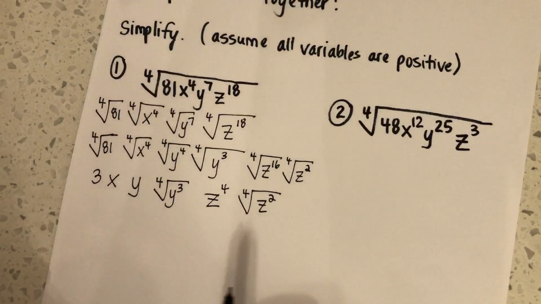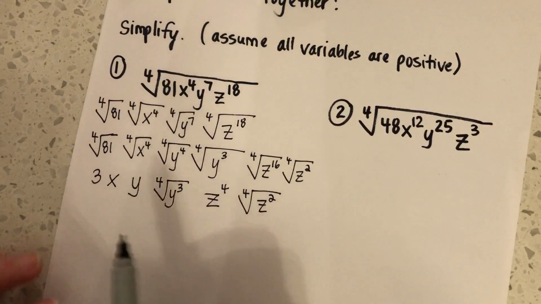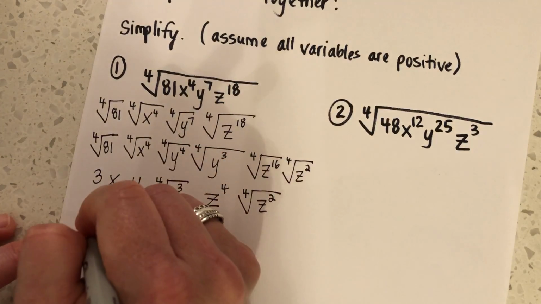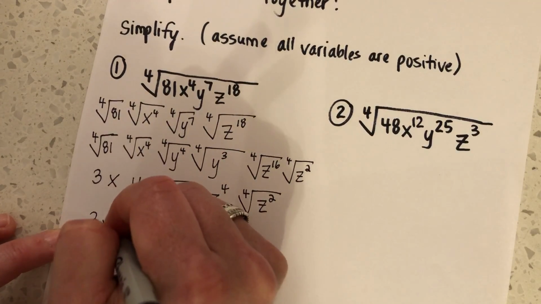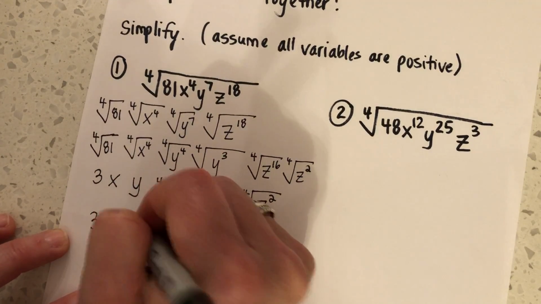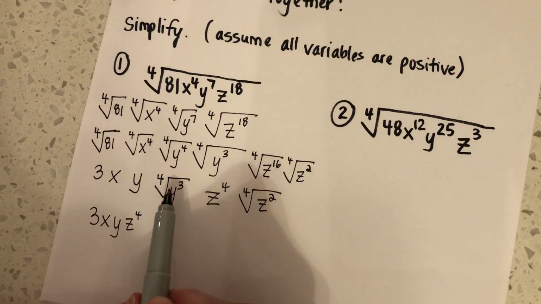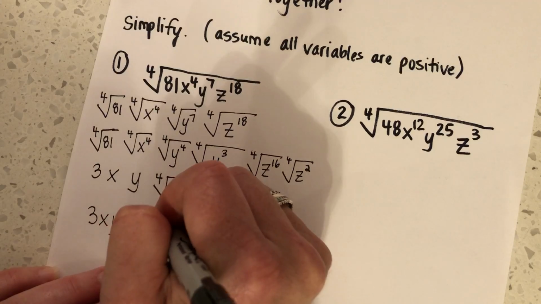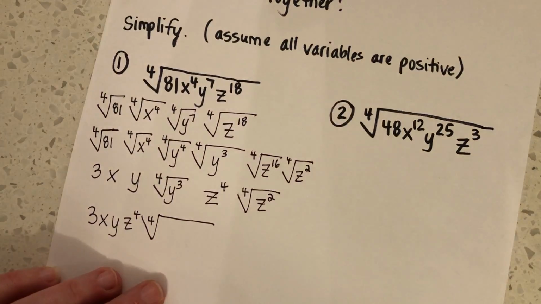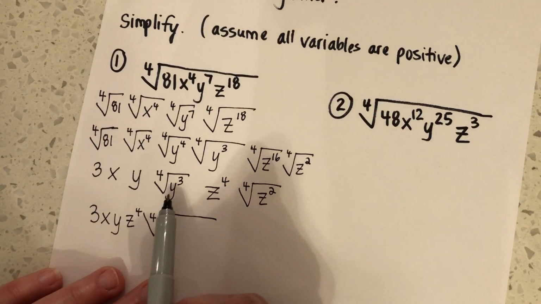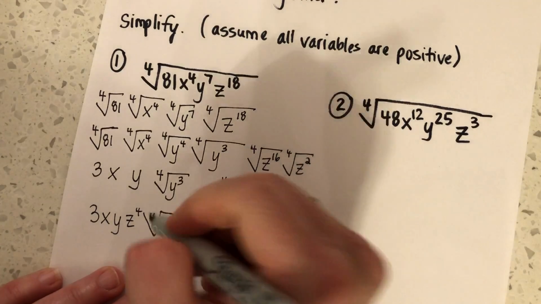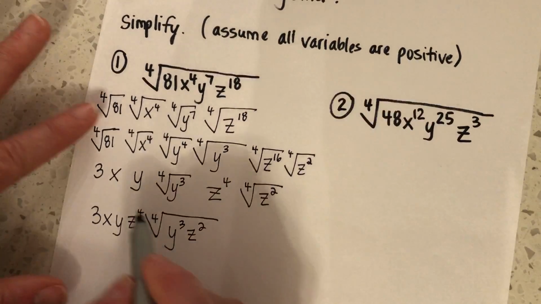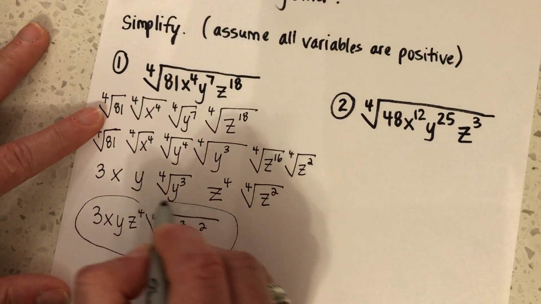All right, now we just multiply whatever's not under a radical together. So 3 times x times y times z to the 4th. That's going to be 3x, y, z to the 4th. And then anything that is under a 4th root radical, we're going to multiply it together and stick it under one 4th root radical. So that's going to be the 4th root of y to the 3rd times z squared. And that is your simplified answer.